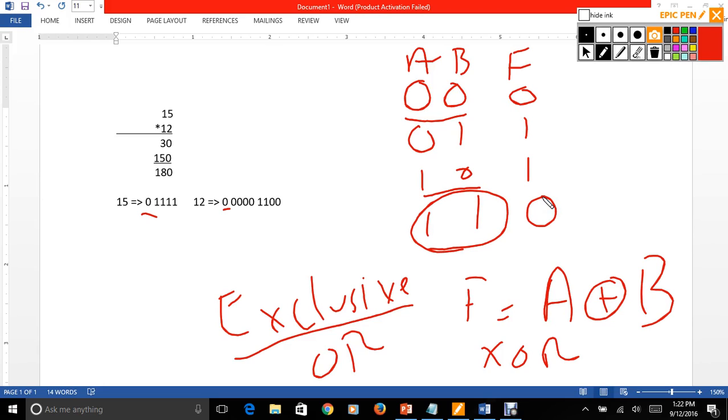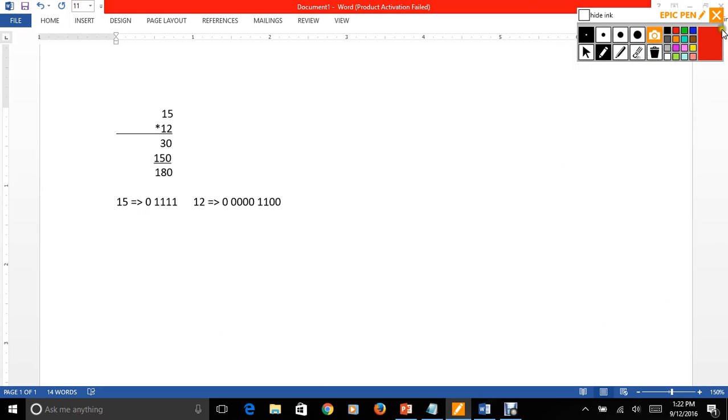So if we had 15 times negative 12, it would be a negative number. If we had negative 15 times 12, it would be a negative number. If we had negative 15 times negative 12, it's a positive number. So that's why in the first stage of the algorithm, we do step 0. That's why I call it step 0, so you're not doing anything else. Step 0 is XOR sign bits.